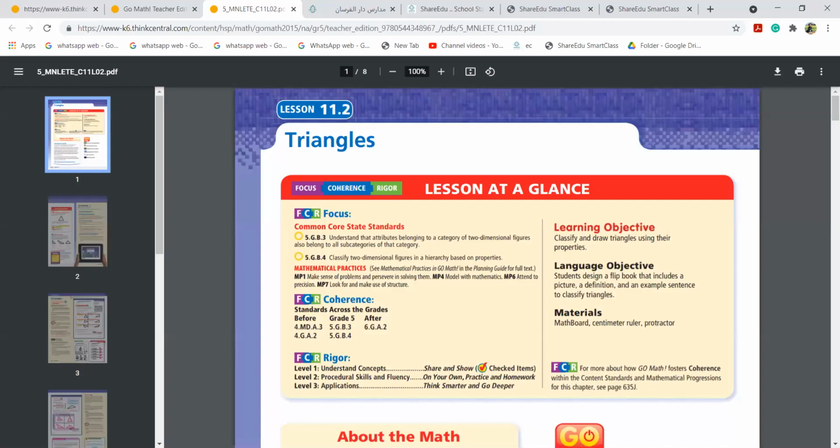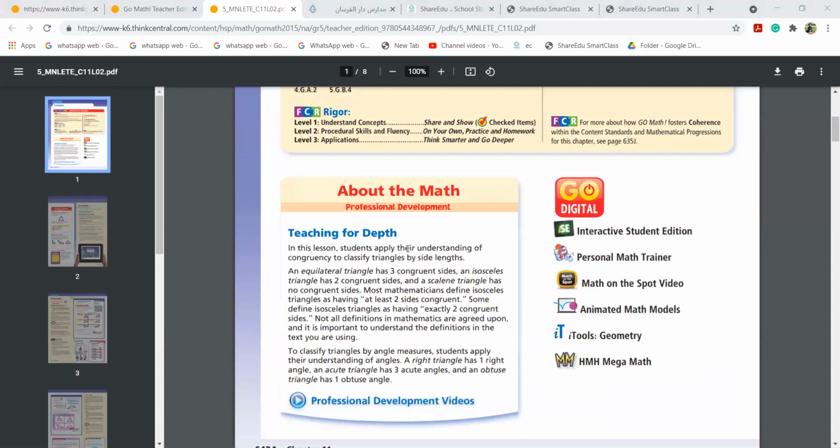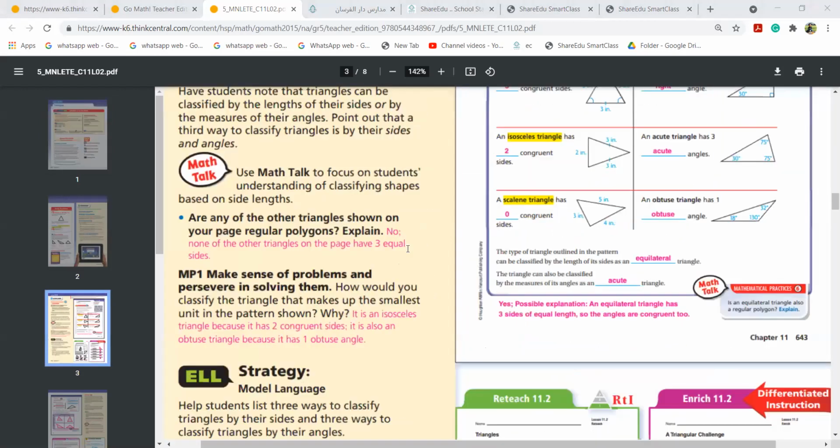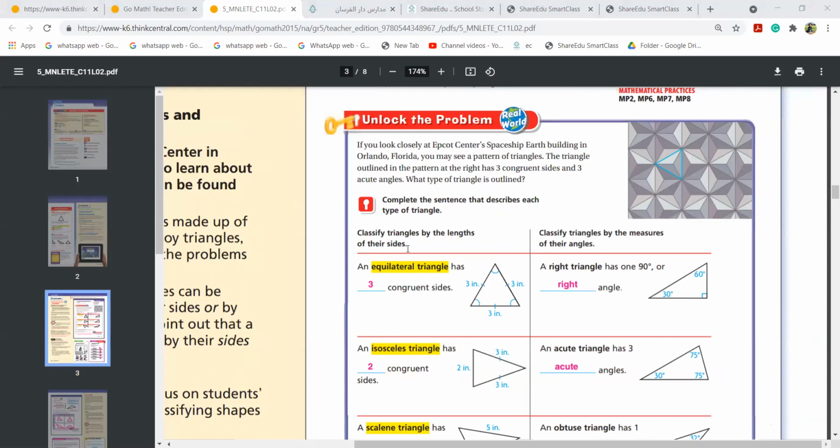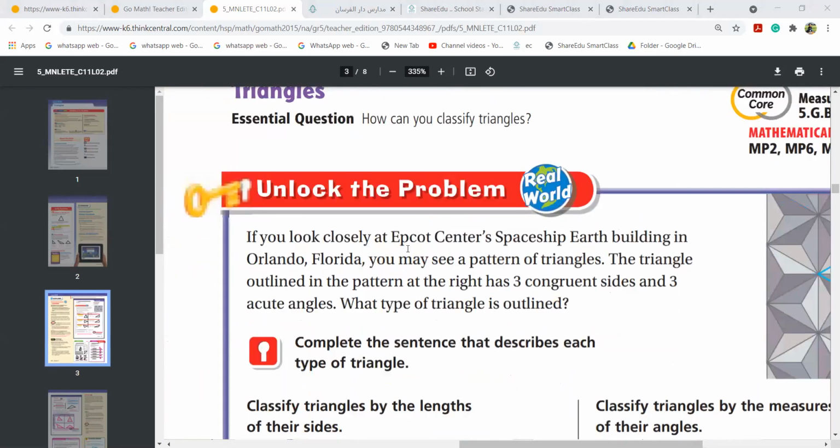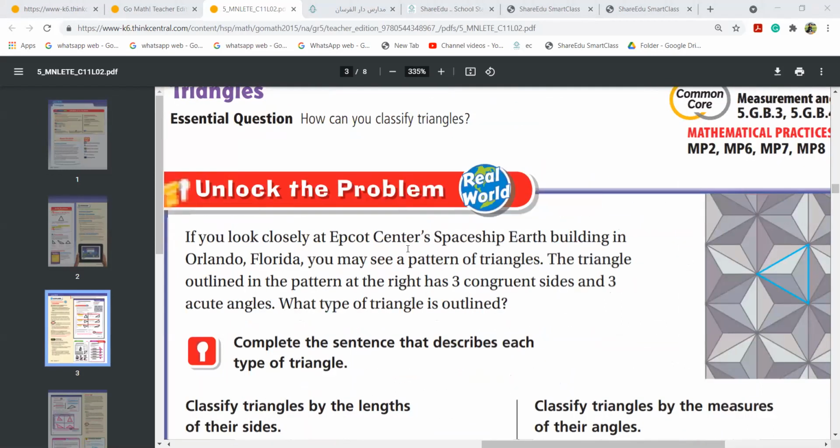Grade 5 girls, open up your books. Please turn to page number 643. Everyone, page 643. Please carefully listen to me.